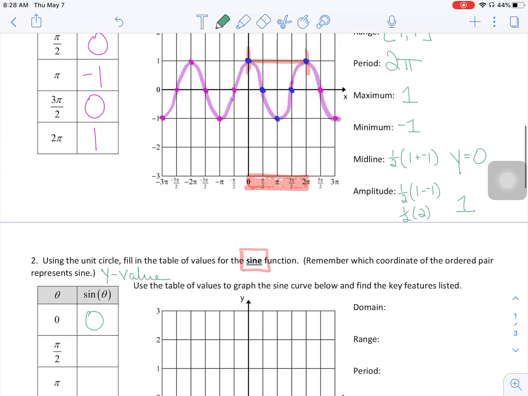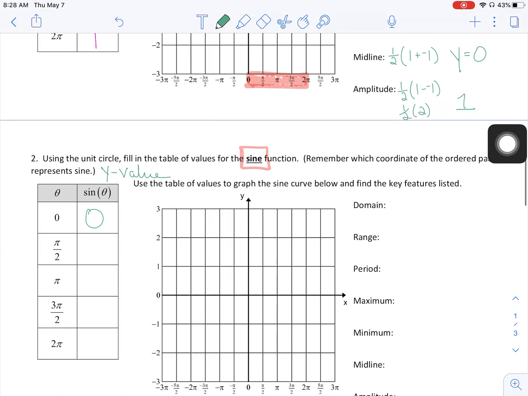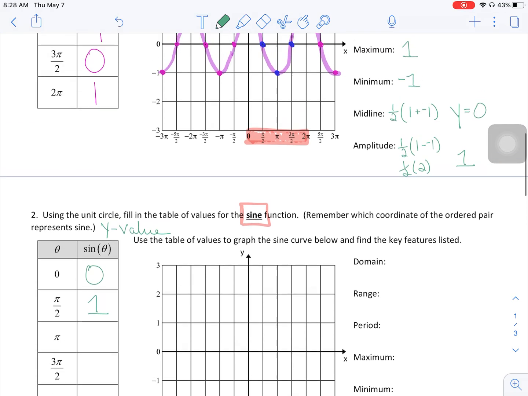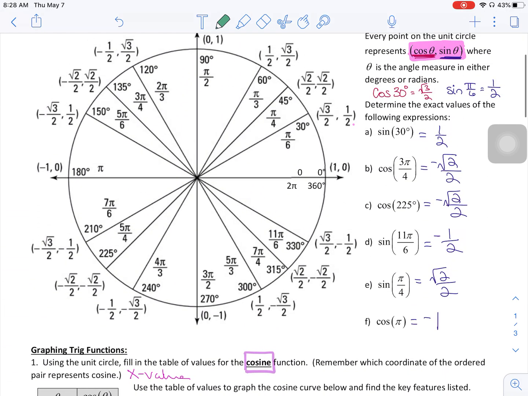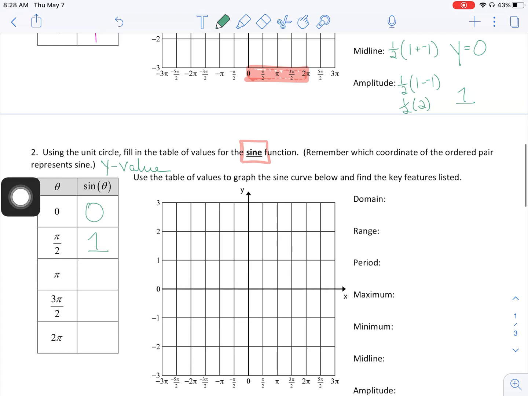I need to find pi over 2. Okay, so back and forth. The radian value pi over 2 is right here, and sine is the y value of 1. So scroll down. Okay, pi over 2, sine is 1. I need to find the sine of pi. Okay, back to my unit circle. Follow my radian measures around. Here is pi. Ordered pair is negative 1, 0. The sine value is the y, so that is going to be 0. Okay, so the sine of pi is 0.